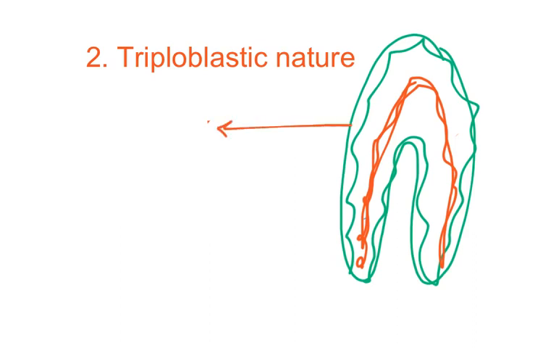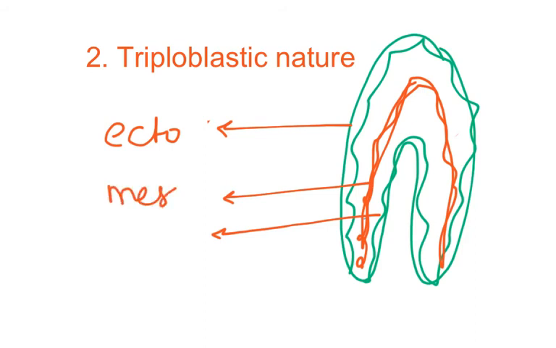Presence of three germ layers: outer layer ectoderm, middle mesoderm, inner endoderm. This presence of three germ layers is called triploblastic nature. So presence of two germ layers is the diploblastic condition. Presence of three germ layers is the triploblastic condition. In the triploblastic condition we will find the additional layer, mesoderm.